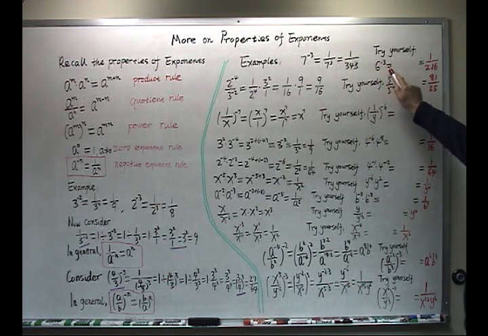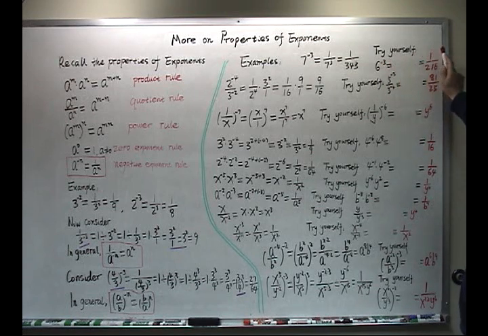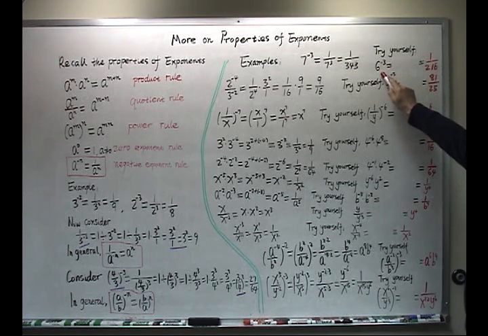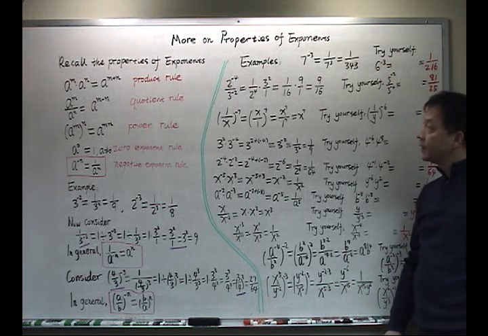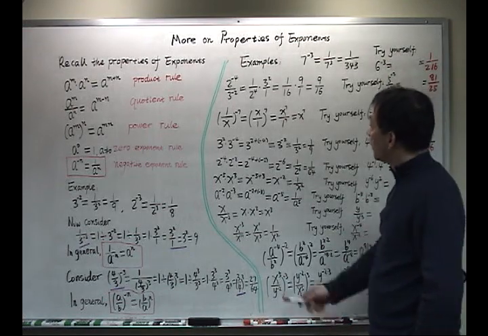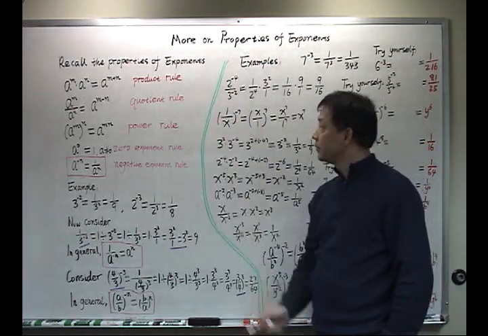6 to the negative 3. This actually will give us, negative sign gives us 1 upstairs. Downstairs is 6 cubed, which is 216. Okay? Now, look at this one.